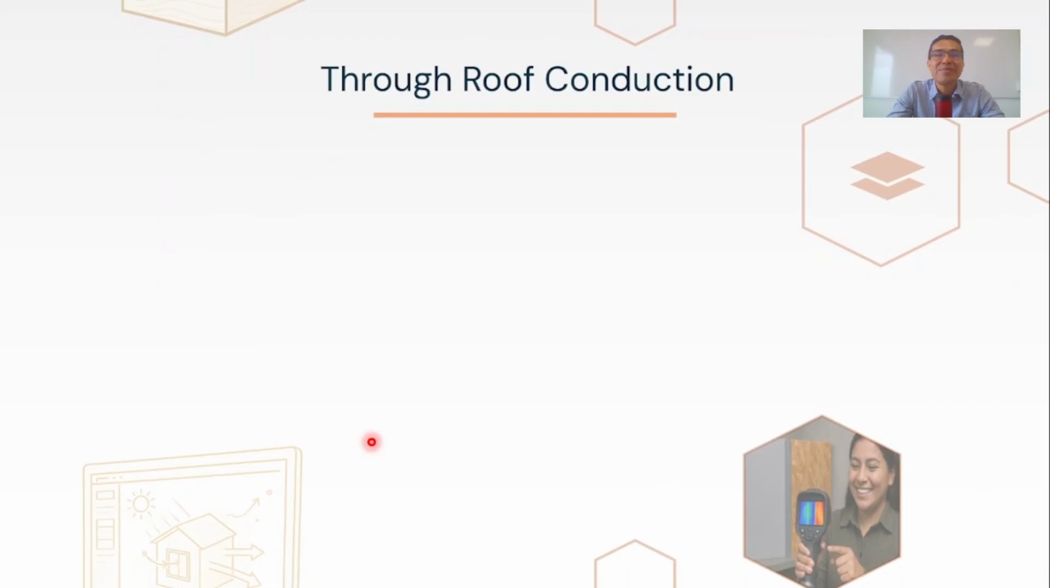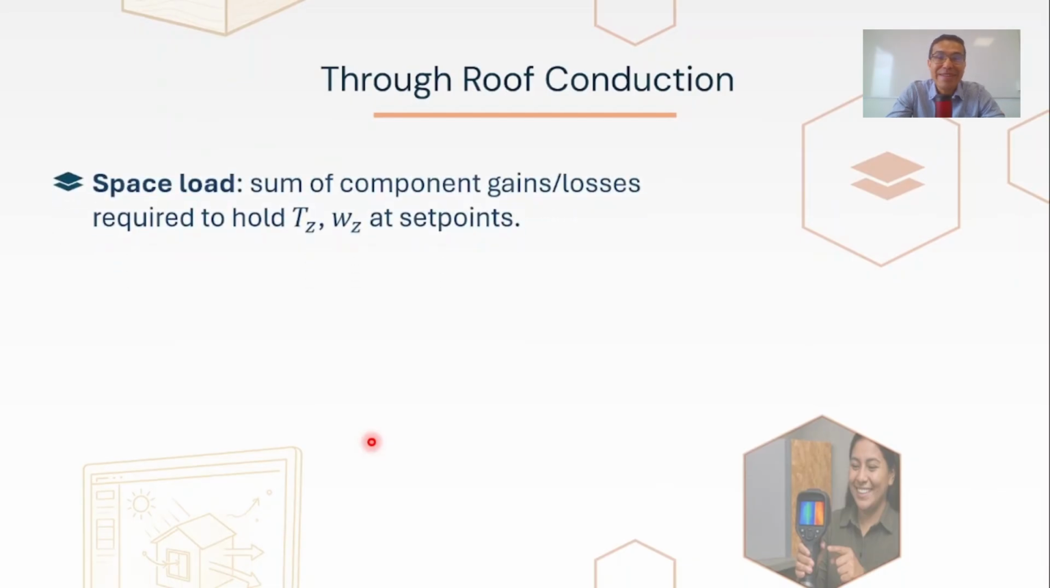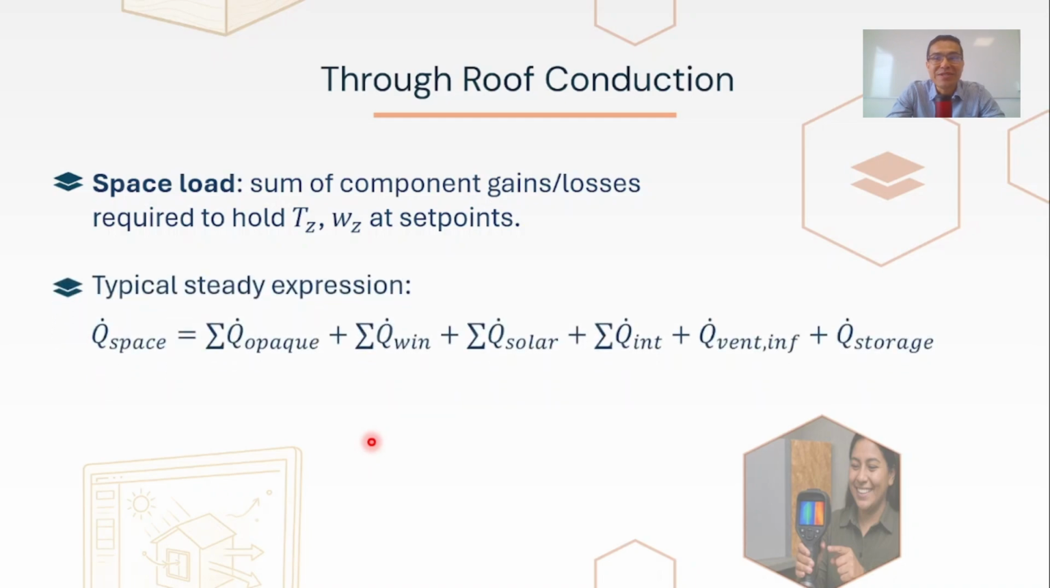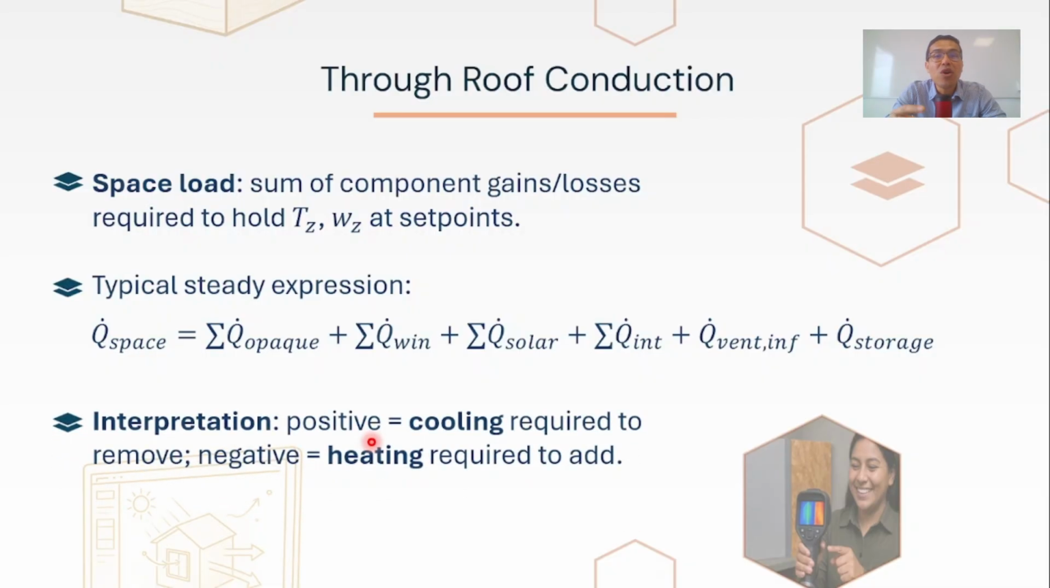Now for the final step, putting it all together. The space load is simple: the sum of all those individual heat flow components we just talked about. It's the total amount of energy, sensible and latent, that the HVAC system has to add or remove to keep the room at a comfortable temperature and humidity. A positive load means the system needs to cool the room, while a negative load means it needs to heat it. This is how we go from understanding the physics of a single component to sizing a mechanical system for an entire building.